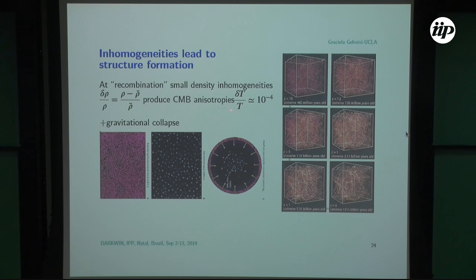Now, the existence of this delta T over T, when I say delta T over T, I mean T at the particular location minus the average T, divided by the average T. The same thing for density: delta rho is the density at the particular point minus the average density, over the average density. So these two things are related. They are both of order 10 to the minus 4. And all the structure that we see in the universe originates from this small difference in density and gravitational collapse. So gravitational interactions tend to make overdense regions more overdense and underdense regions less dense, right? But you have to start with some degree of inhomogeneity. Nothing would happen if you had a completely homogeneous background. And so the evolution of structure depends on the presence of these small inhomogeneities at that time.